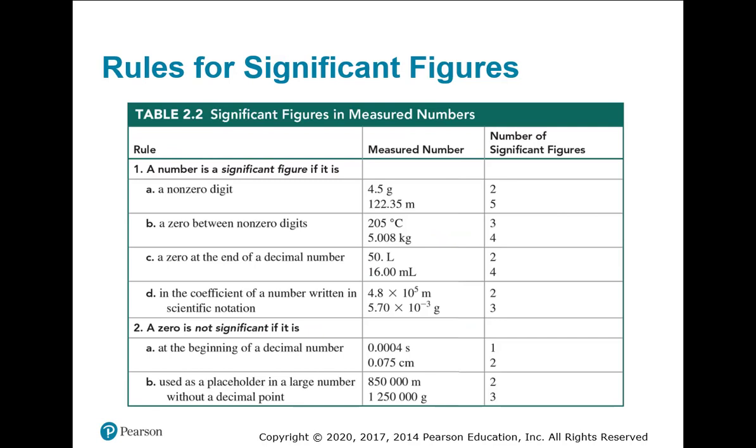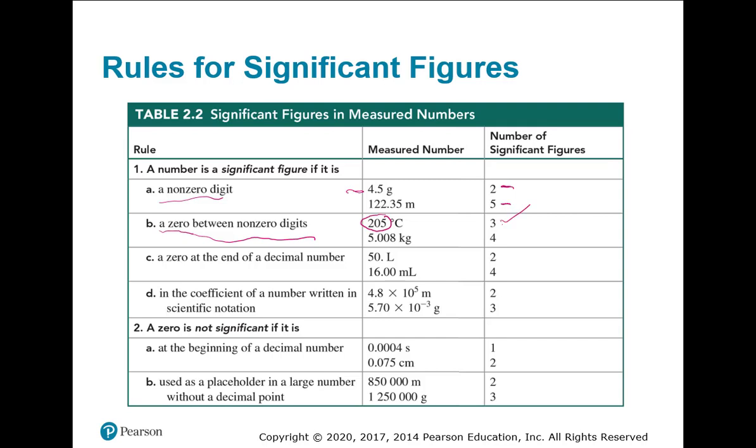A number is significant if it is a non-zero digit. Here's an example. 4.5 would be 2 sig figs. 122.35 meters, all of those numbers are significant. That would be 5 significant figures. A number is significant if a 0 is sandwiched between two non-zeros. So if there's 205, that 0 is sandwiched in between two numbers, so it is significant. That would be 3 sig figs here.